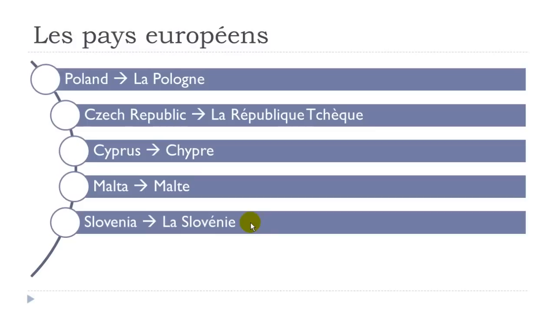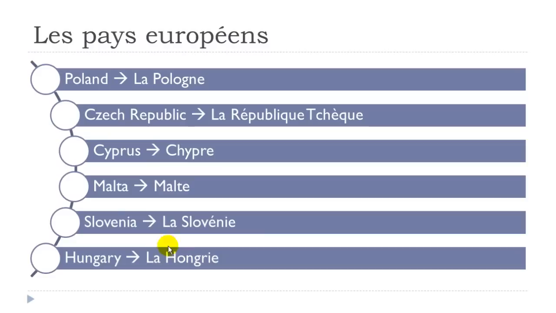La Hongrie. So remember, H doesn't exist, so you don't pronounce it. So it starts with O-N, on, on. And then gris, gris. Final E, not pronounced. La Hongrie. Les nationalités.